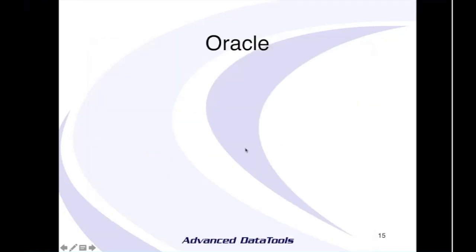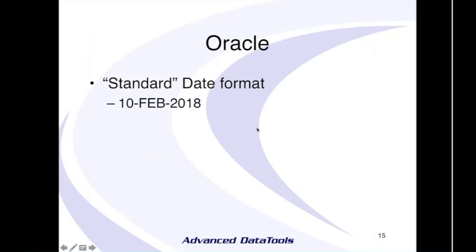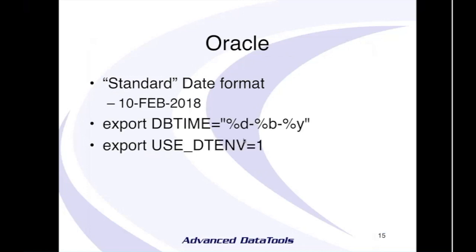Oracle, one of my favorites. They have a standard date format that is standard to Oracle, but nobody else. And that can be interesting to try and read. There is a DBTIME variable where you can set it to understand that date format and allow you to load it. So the D is the day, the B is the month name, and the Y is the year. You have to also set that environment variable, USE_DTENV, so that the loader will pay attention to your DBTIME. That's one way to skin that cat.